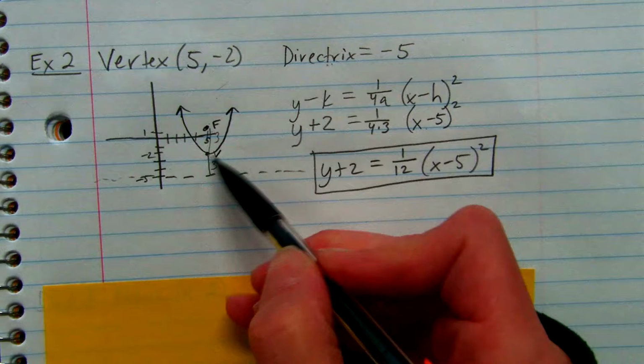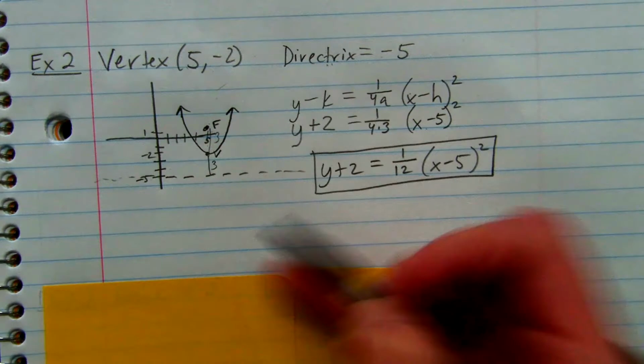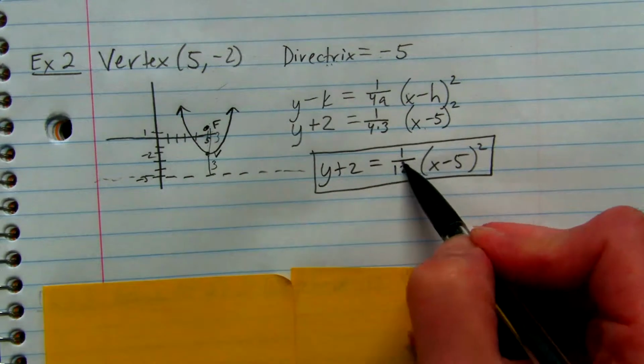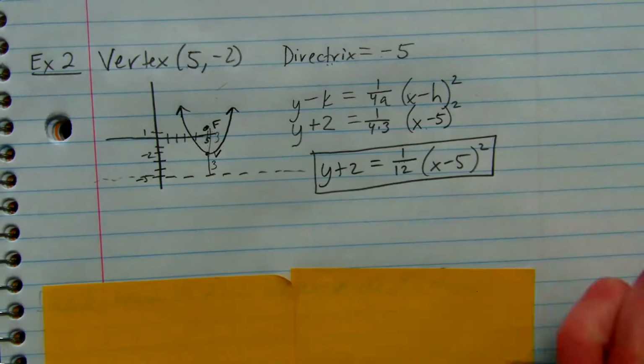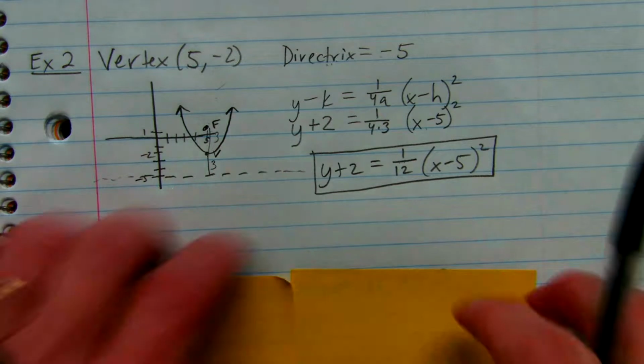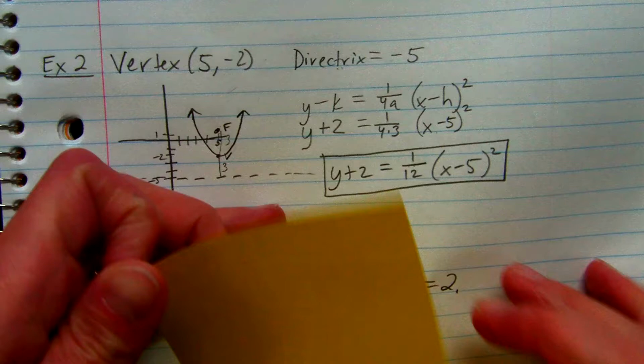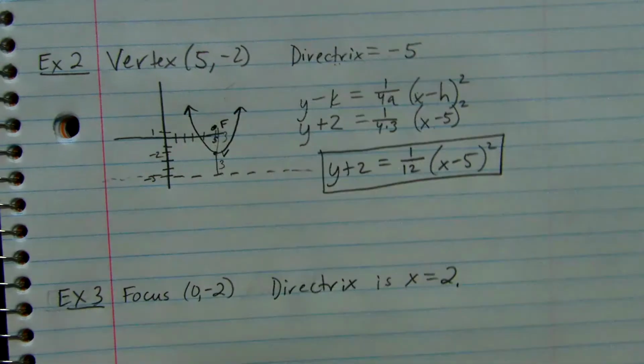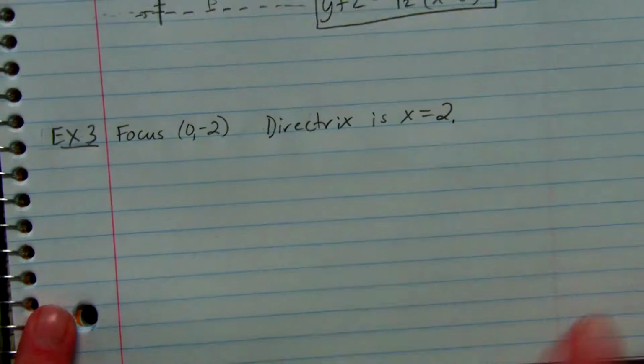So if this had opened down, the only difference would have been that we would have had a negative 1/12 instead of positive. So we haven't done any that opened down or left and right. I'm going to jump ahead to something that's a little different, and we'll get to cover some of that. So let's go down to example 3.